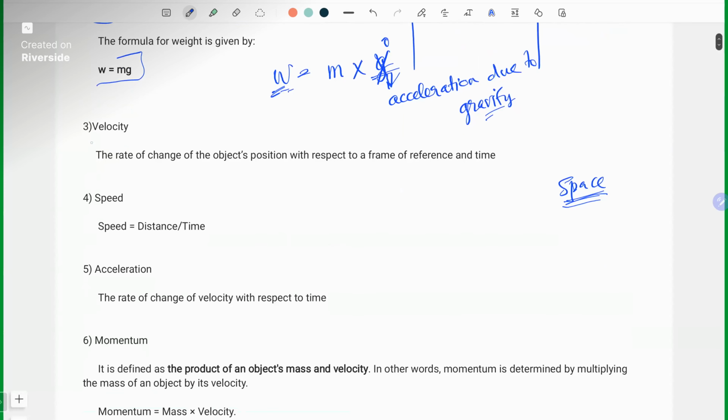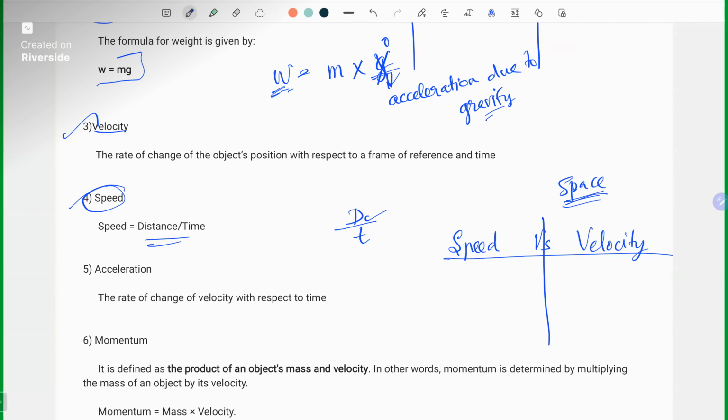Okay. We'll go to velocity. Before velocity, we'll go into speed. Speed is basically distance by time. How much distance is covered in unit time, or rate of change of distance, that is speed. You would have read this in your numerical ability. Okay. So what is the difference between speed and velocity? Speed versus velocity. Can anyone say the difference?